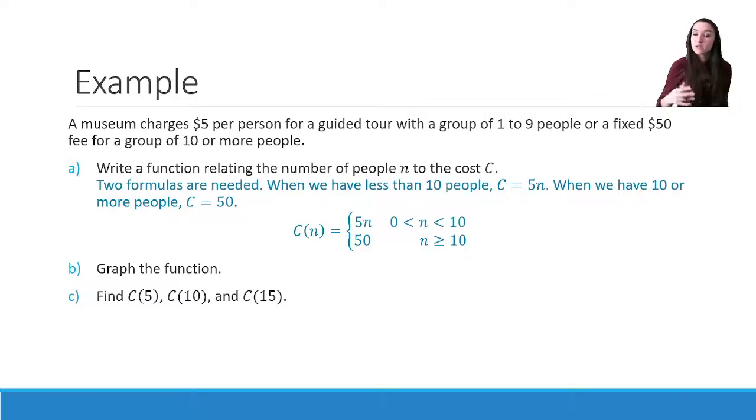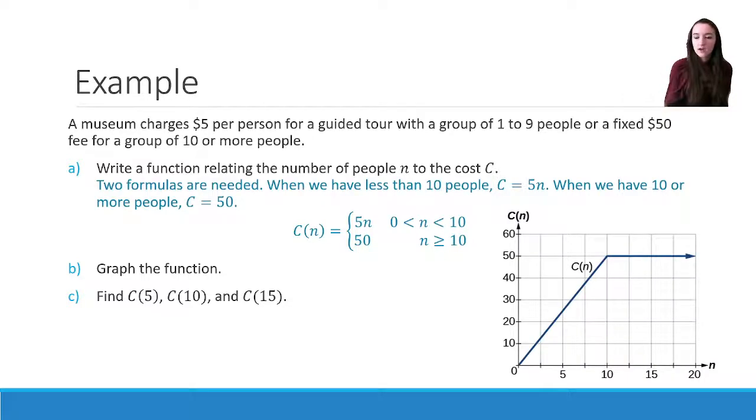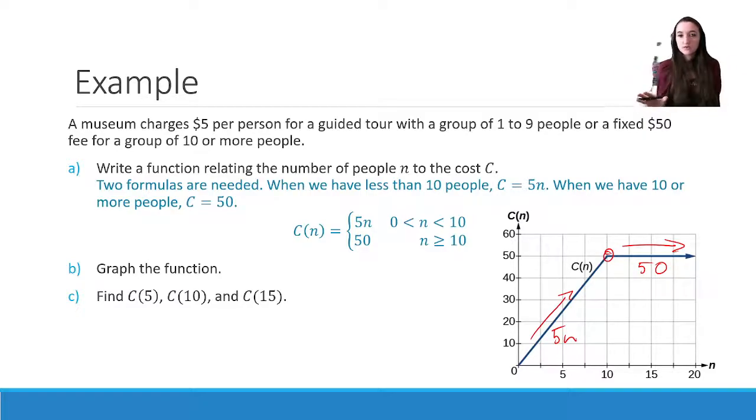So again, I'm going to talk about graphing in a moment, but here we have a graph of this function. So c of n is shown here where this area is 5n. This is what 5n looks like. And this one is 50 when we start at 10. So we have broken apart our function over those intervals.